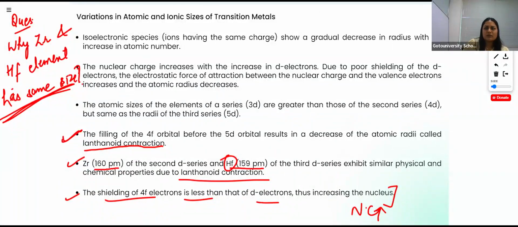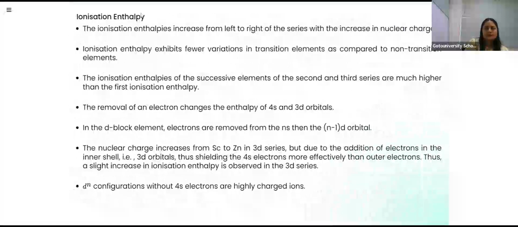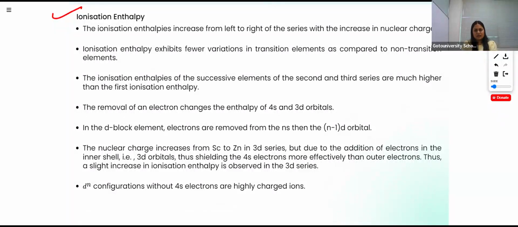All right, let us move on to the next property, that is ionization enthalpy. We have already discussed how the ionization enthalpy varies in the d block. So let us read here the ionization enthalpies. It increases from left to right. Why? Because the nuclear charge increases. But moving down the group, the ionization enthalpy decreases.